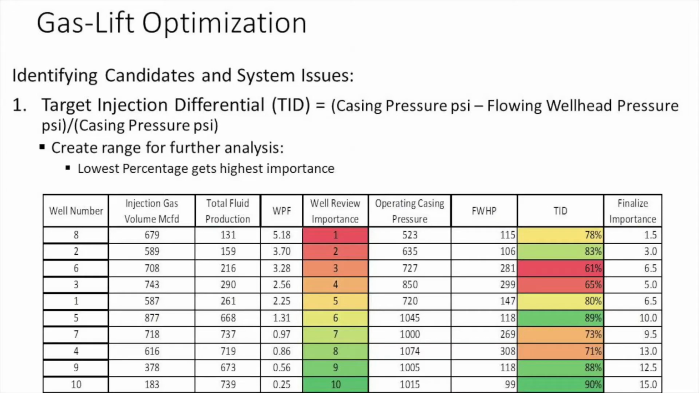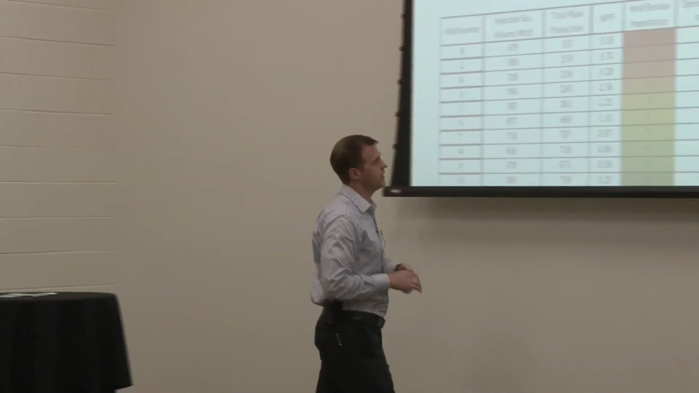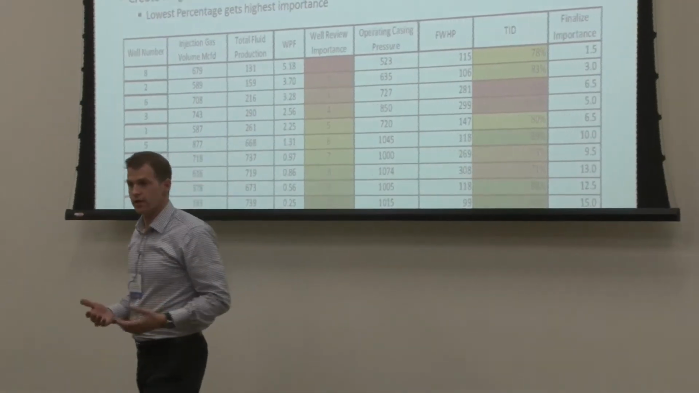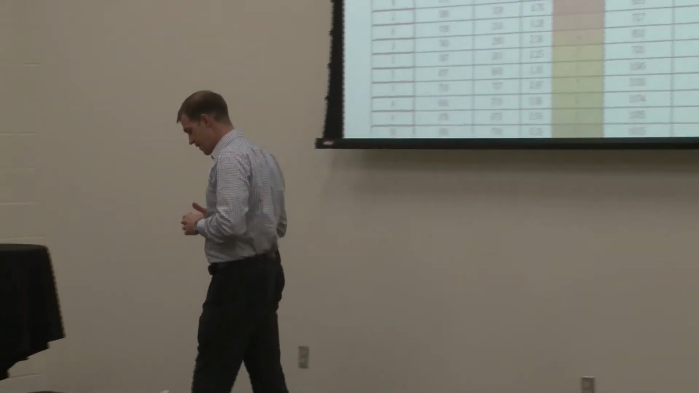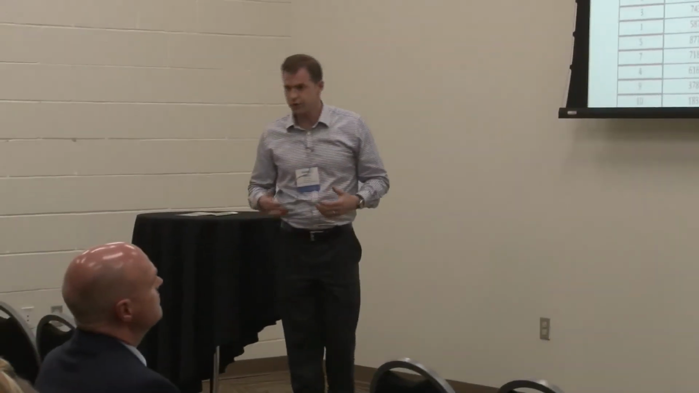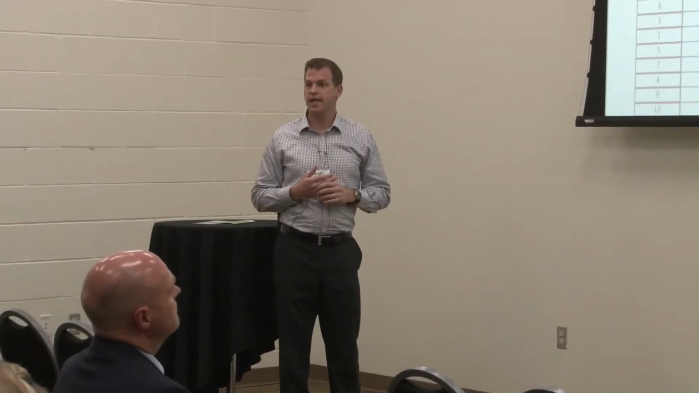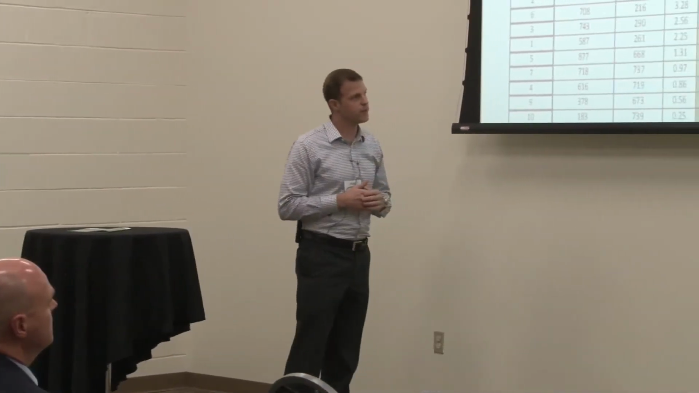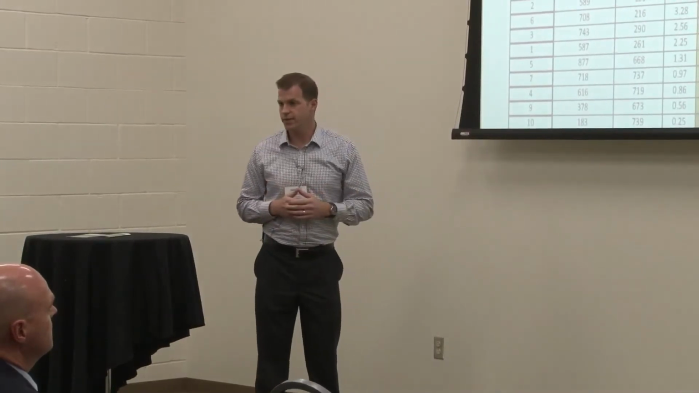With that, we add our operating casing pressure and we look at our TID as well to help get an idea in terms of, do we have some surface restraints with some of our lower percentage TID wells like this one? Do we need to look at surface facilities? Do we need to look at adding better infrastructure, better flow lines to get a closer casing tubing or a greater casing tubing differential for our TID percentage?